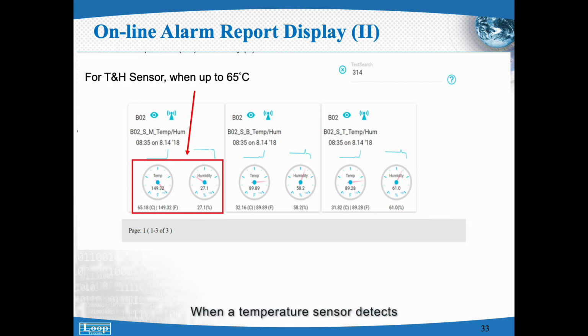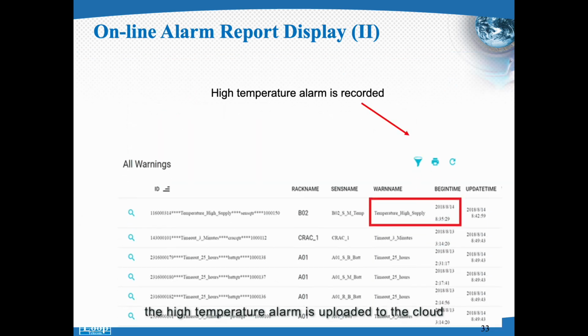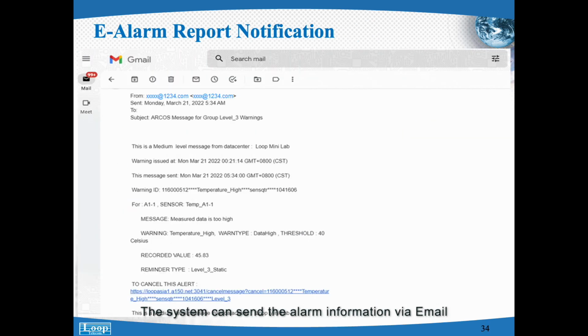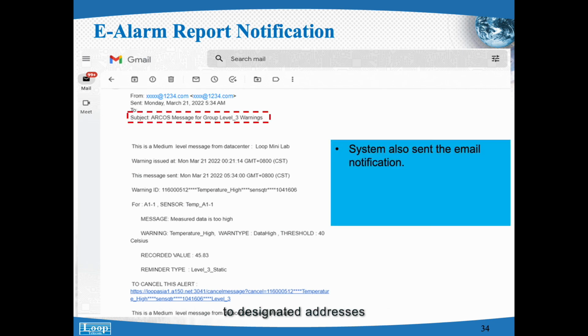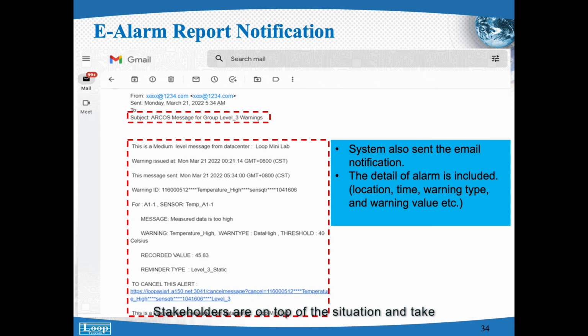When the temperature sensor detects abnormal temperature rise, the high temperature alarm is uploaded to the cloud. The system can send the alarm information via email to designated addresses. Stakeholders are on top of the situation and take actions properly.